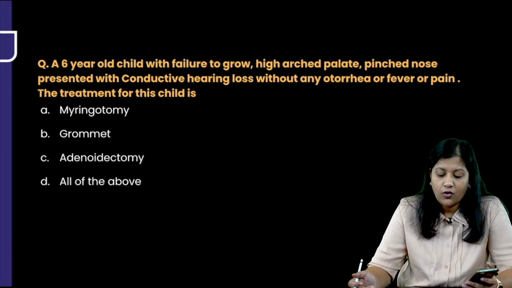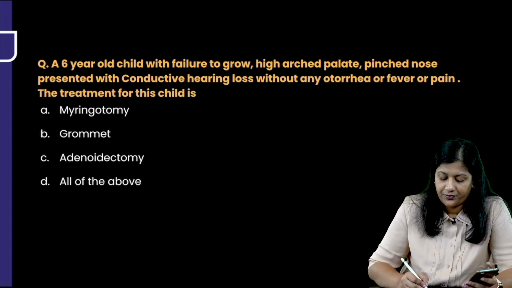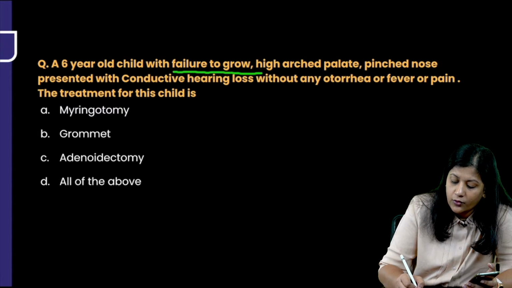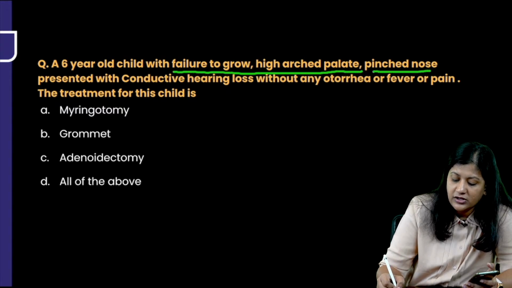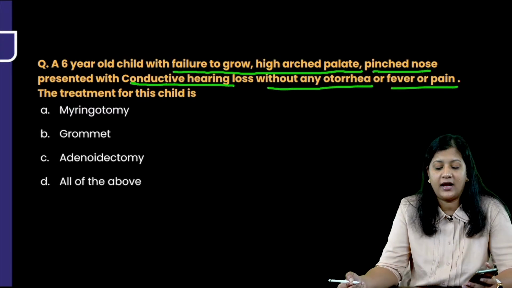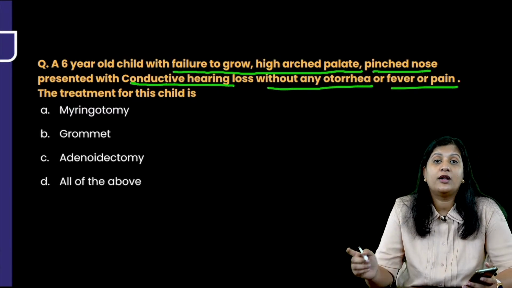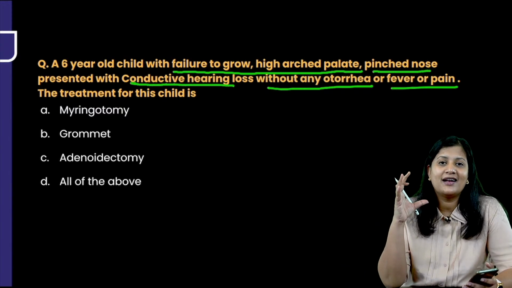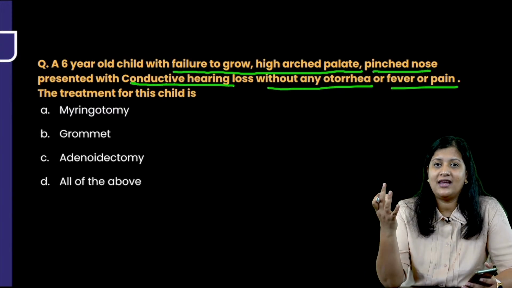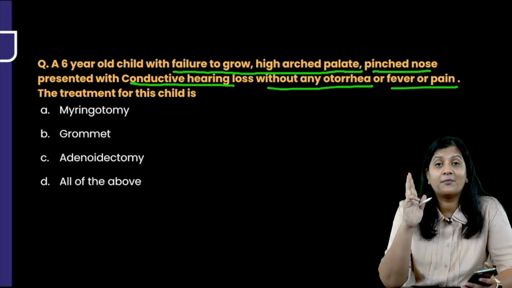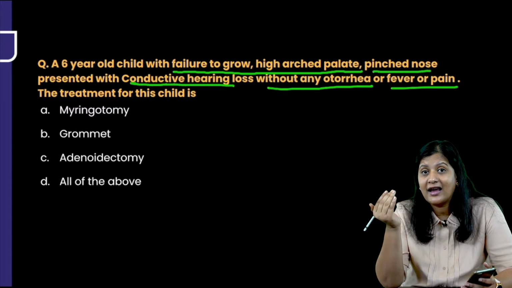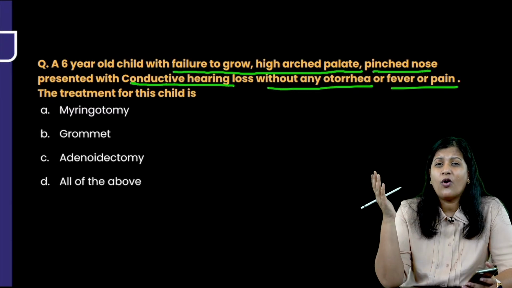A 6-year-old child with failure to grow. So they have given you something very clearly: failure to grow, high arched palate, pinched nose, conductive hearing loss without any otorrhea, fever or pain. The treatment of this child will be myringotomy, grommet, adenoidectomy, or all of the above. Now there is something that is pointing you to the diagnosis very, very easily. No pain, no fever, but there is hearing loss. And this child is also having failure to grow. There is high arching of the palate. What does all of this indicate?